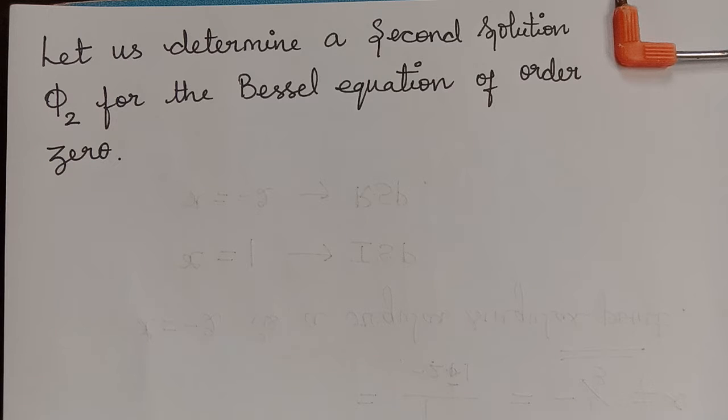Hello students, this is a continuation of our previous lecture on Bessel equation. So we are finding the solutions of the Bessel equation of order 0. Already we have found the first solution phi 1 of x. Now we are going to find the second solution phi 2 of x.